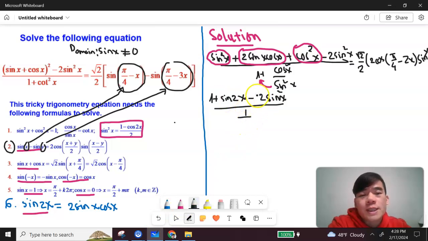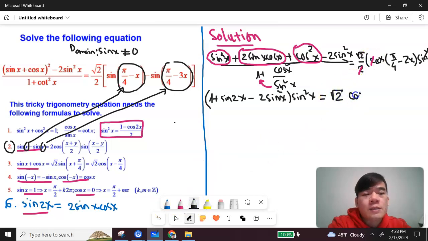So this one equals 1 over sine square. When we divide by a fraction, you just flip it, so you don't have the denominator anymore. So this guy is multiplied by sine square of s. Now the right hand side, the 2 and 2 are gone, so you have root 2 cosine pi over 4 minus 2s times sine s.